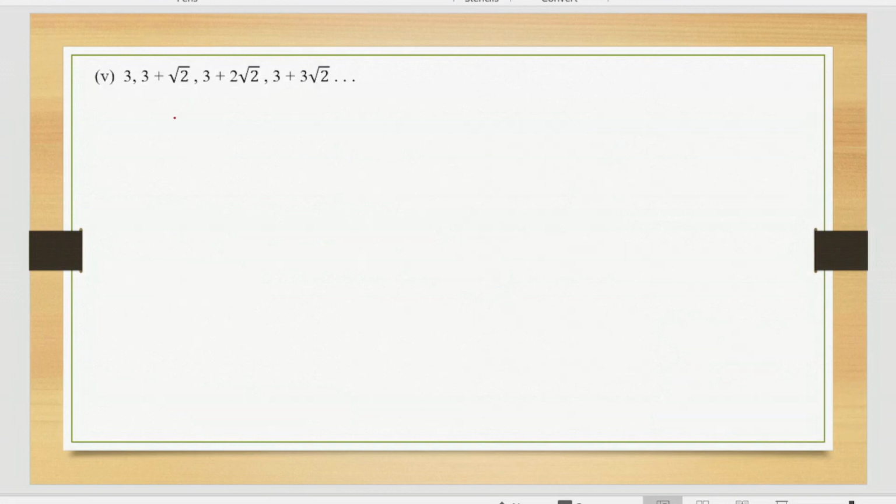So let us solve the next question. 3, 3 plus root 2, 3 plus 2 root 2, 3 plus 3 root 2. Okay. So this is the first term, this is the second term, this is the third term and this is the fourth term. First we need to see if this forms an AP. So how do we check if this is an AP? If the common difference for all the terms is the same, then it is said to be an AP. Okay. So let us find the common difference.